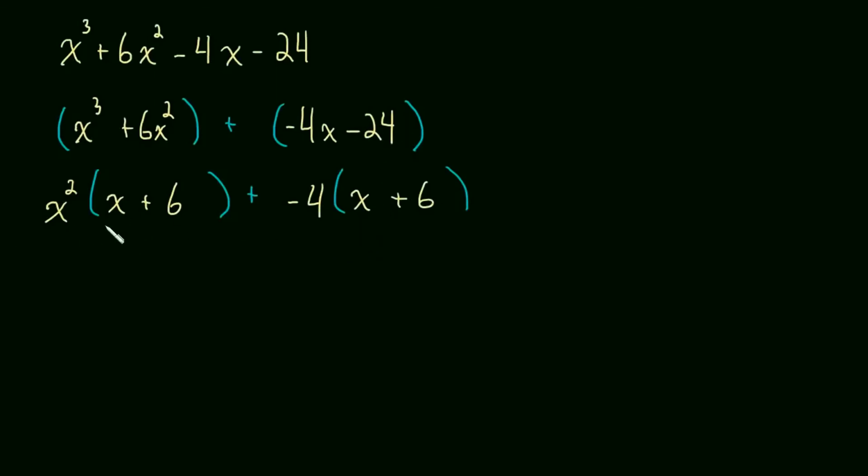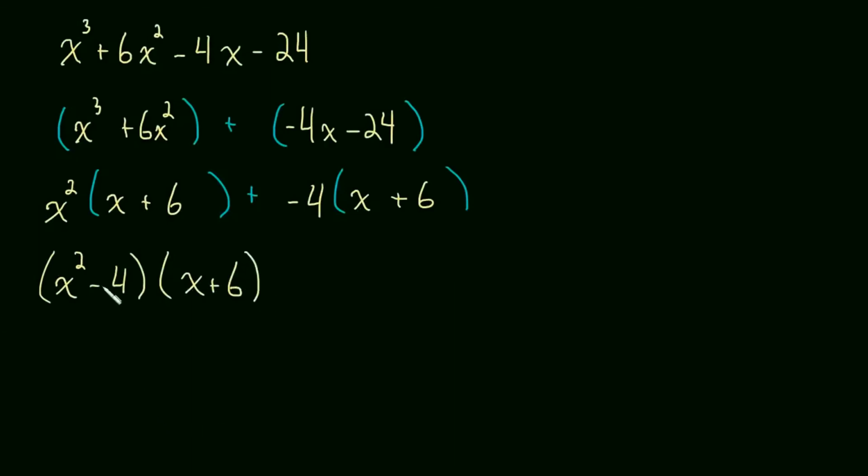And now we have an x plus 6 multiplying both terms. So we can just factor that out. So this becomes x squared minus 4 times by x plus 6.